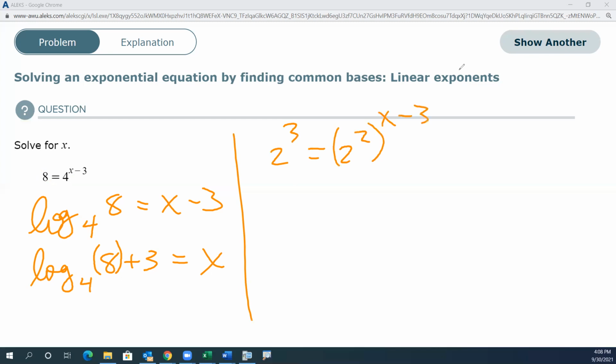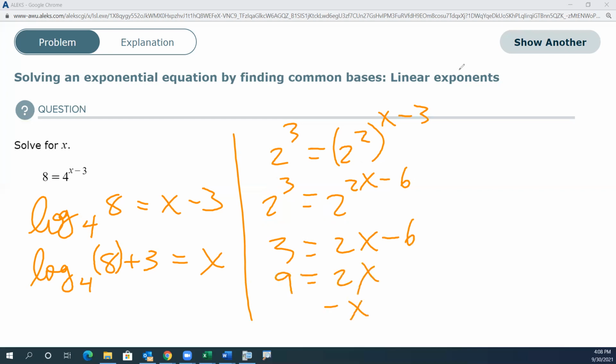So I have that. Now they both have a base of 2. And so power to a power, I multiply them together. And then I can say, like we saw in the last video, hey, since these bases are the same, the exponents must be the same. So I get that. Add 6 to both sides. Divide by 2. And I get 9/2 or 4.5. And that's how you do it. Okay, that's how you do it by hand completely. But you can always double check it on your calculator.